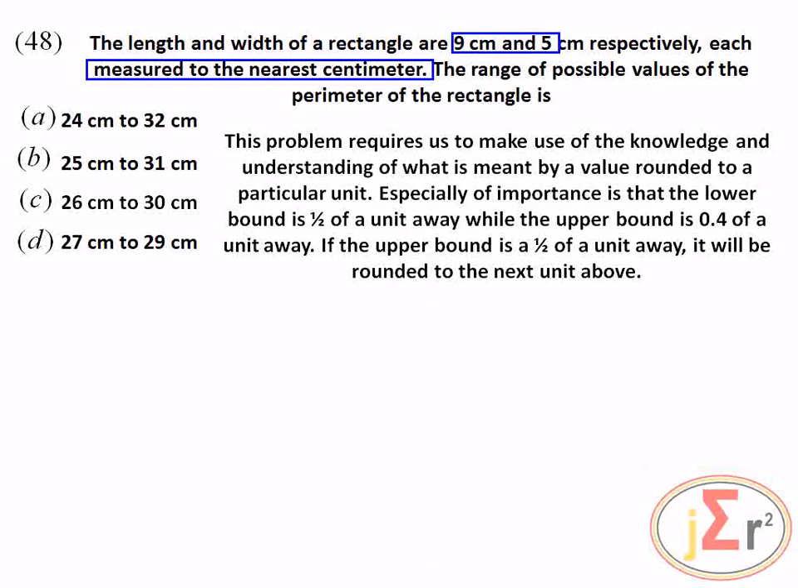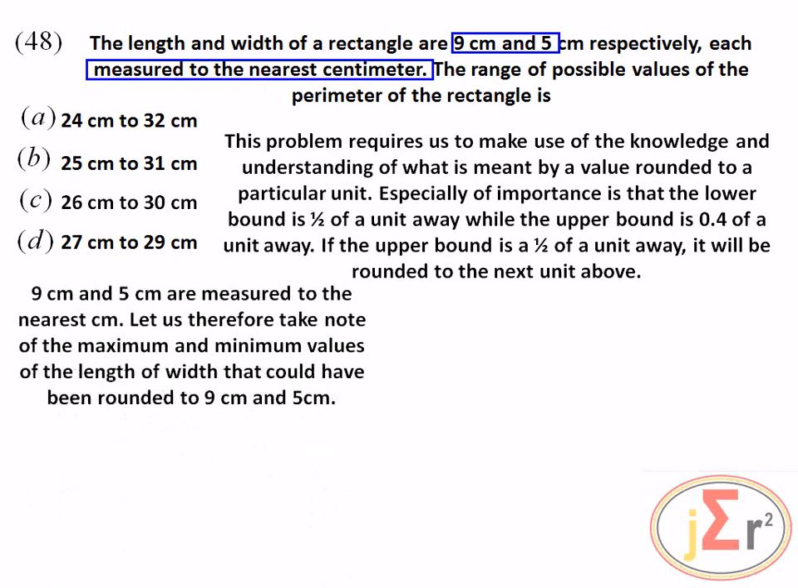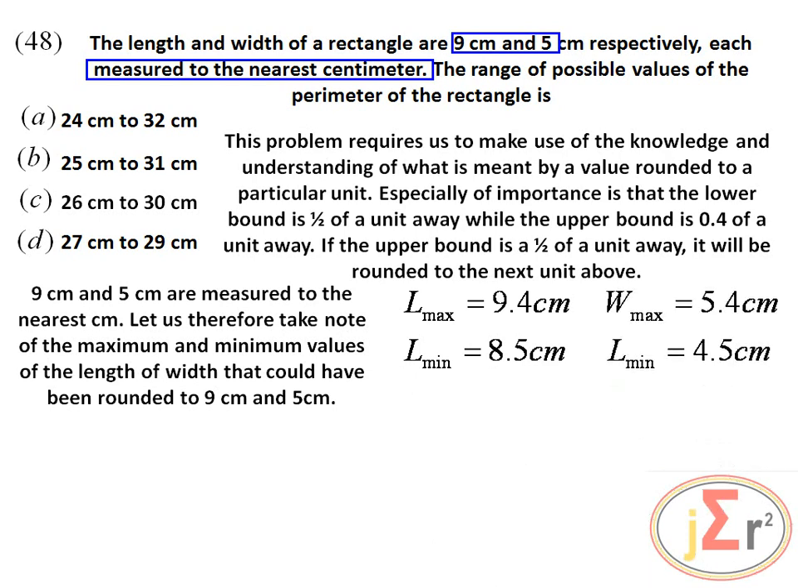Take note, 9 centimeters and 5 centimeters are measured to the nearest centimeter. Let us therefore take note of the maximum and minimum values of the length and width that could have been rounded to 9 centimeters and 5 centimeters. For the length, the maximum is 9.4, the minimum is 8.5. For the width, the maximum is 5.4, and the minimum is 4.5.